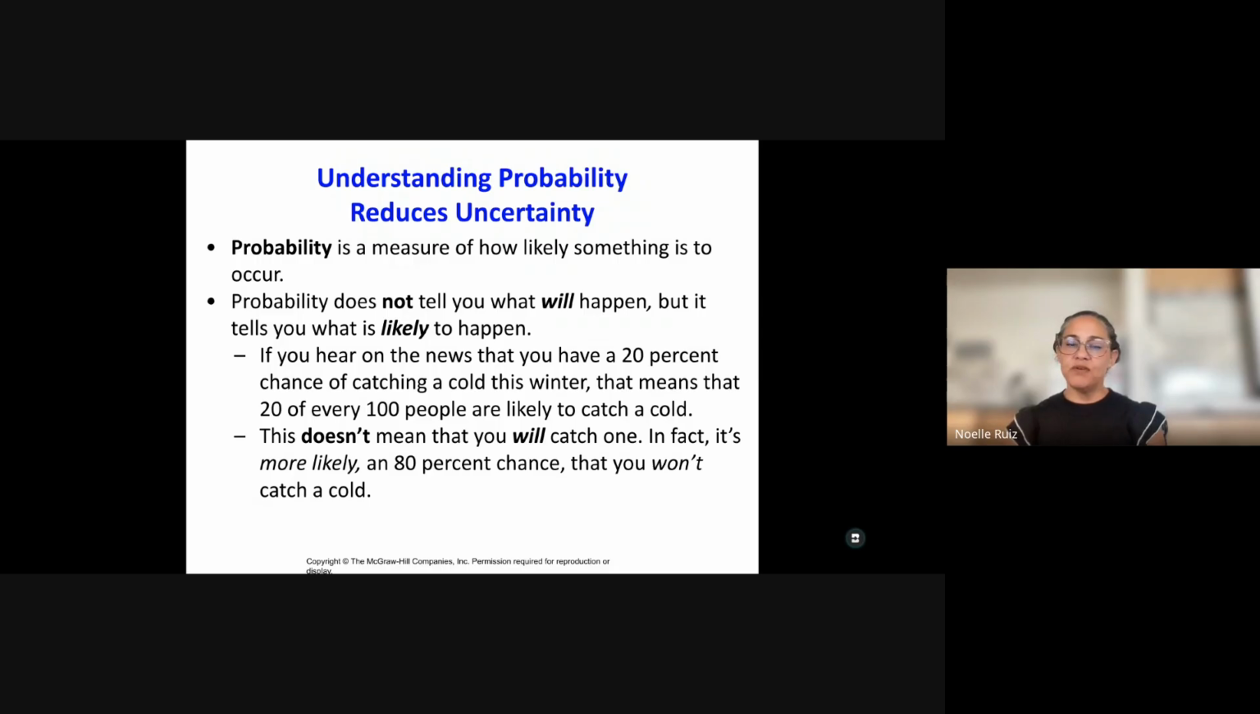If you hear on the news that you have a 20% chance of catching a cold this winter, that means that 20 out of 100 people are likely to catch a cold. Maybe sometimes it's 18, maybe sometimes it's 22. This doesn't mean that you will catch one. In fact, it's actually more likely that you will not. There's an 80% chance that you will not catch a cold.